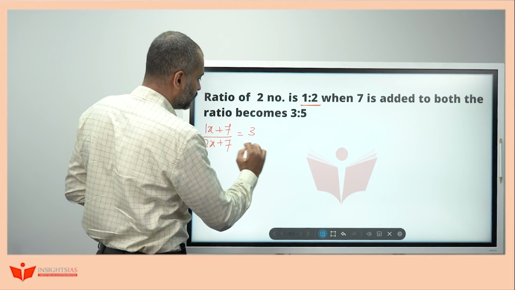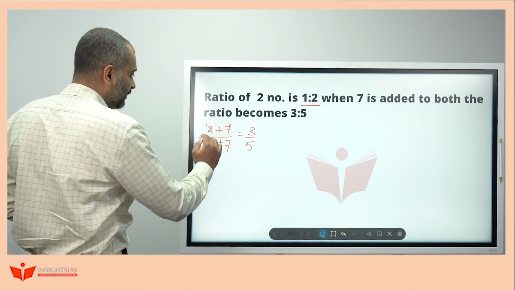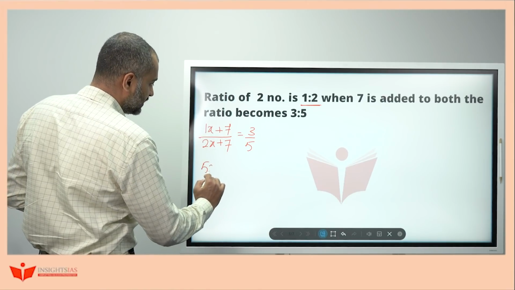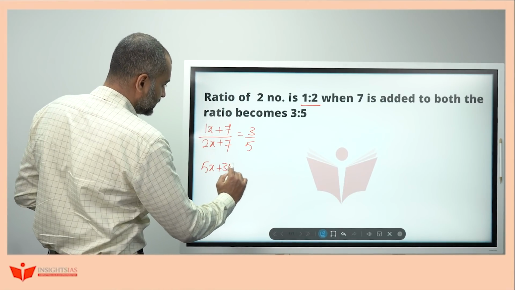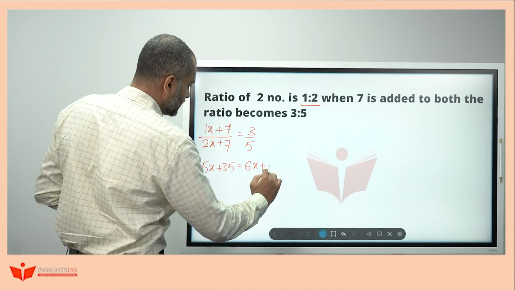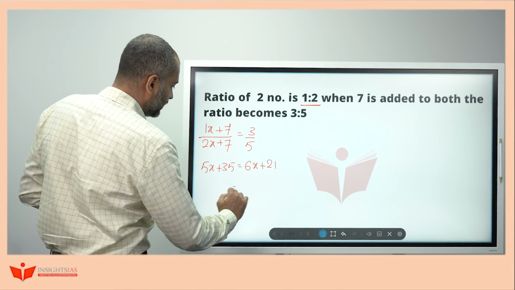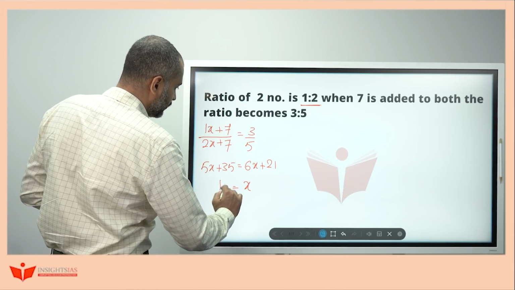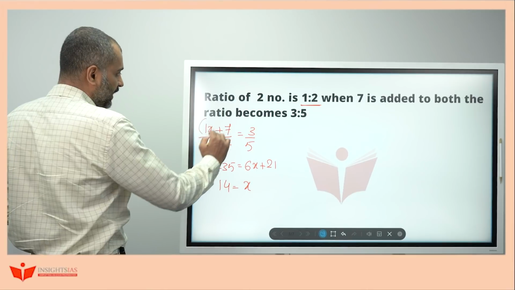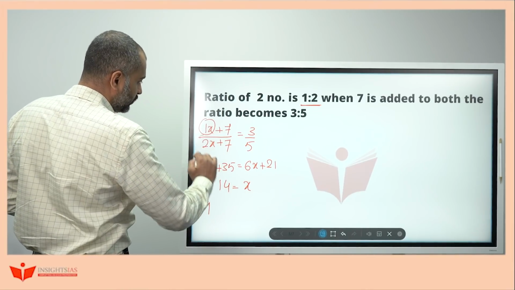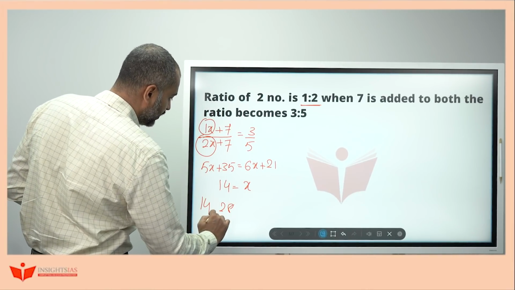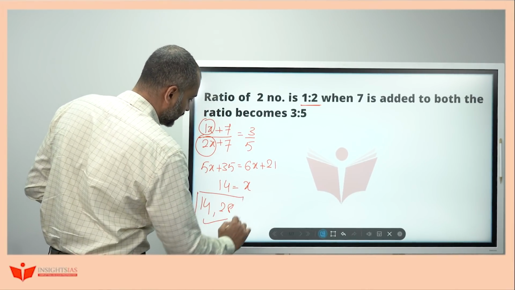The ratio becomes 3:5. If you simplify this, 5 into 1x, that is 5x plus 35, is equal to 6x plus 21. So, like terms on one side, x becomes 14. If x becomes 14, this 1x is 14 and this 2x is 28. So, the numbers are 14 and 28. So, the answer is 14 and 28.